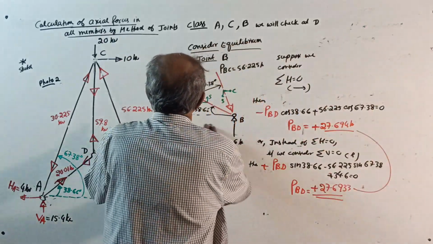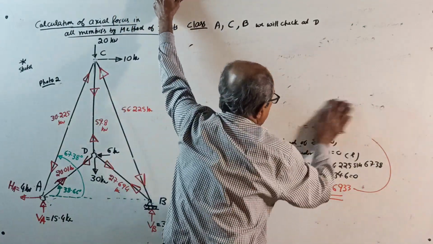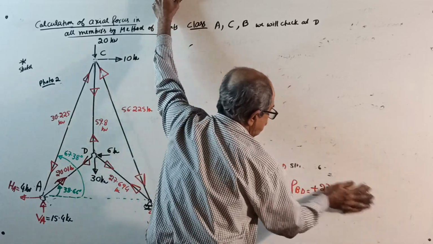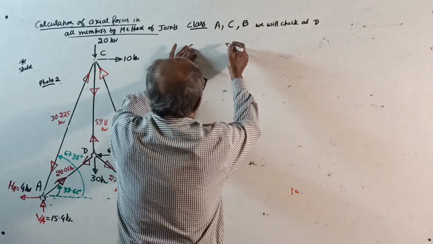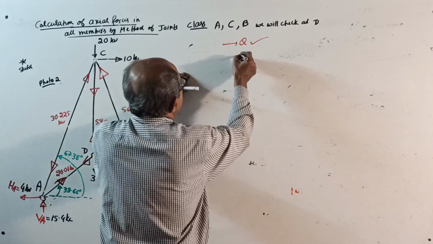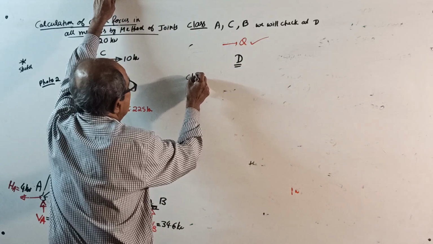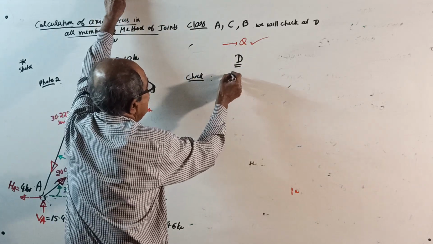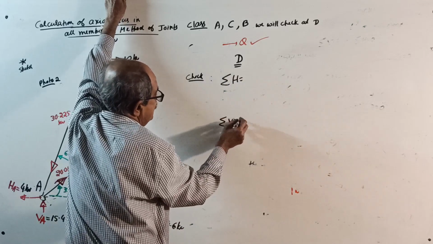Now lastly, just to understand, this I will next time onwards not do unnecessarily. You can do it right here. You make a note here. Question is completely over. Anyway, one joint D, we have not gone. Let us check there by finding sigma H and sigma V. You should do it.